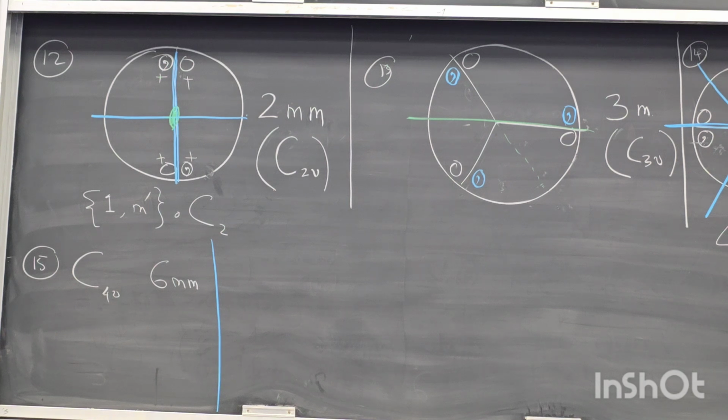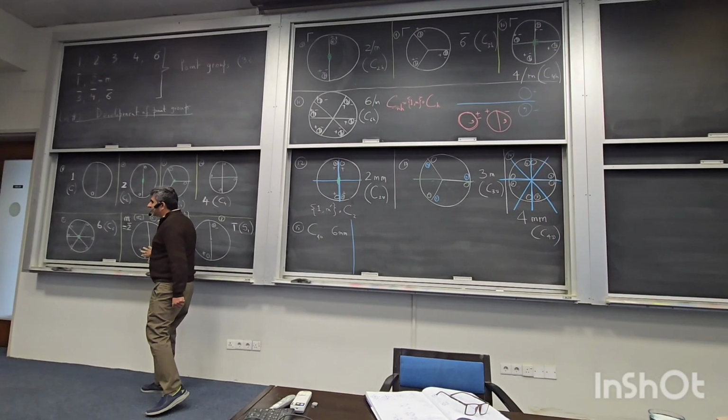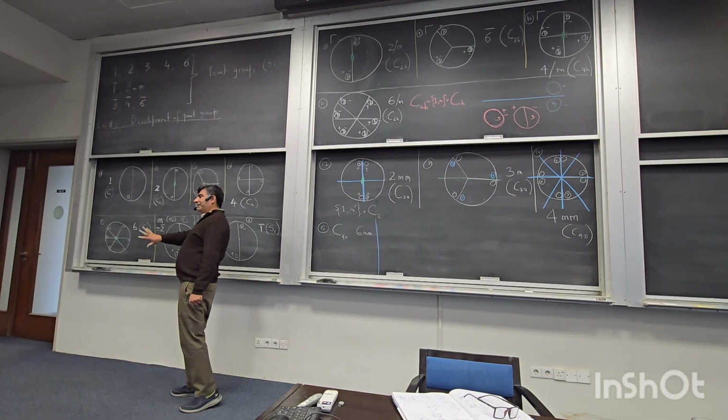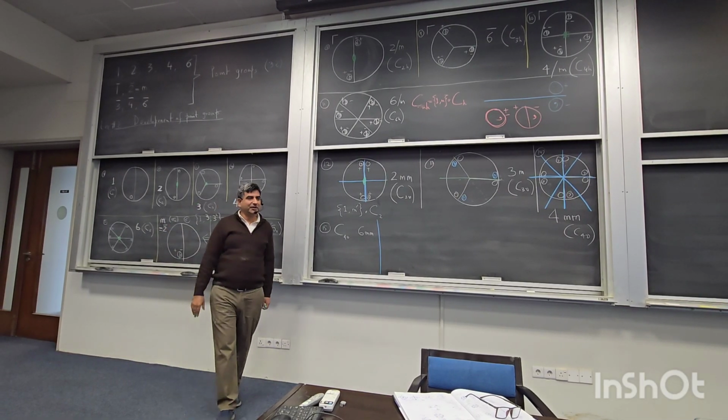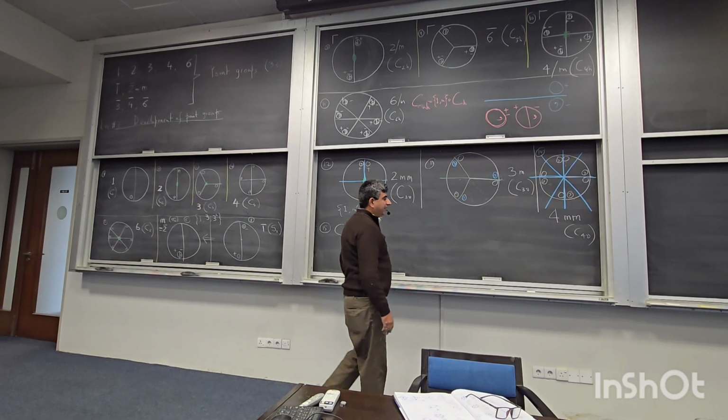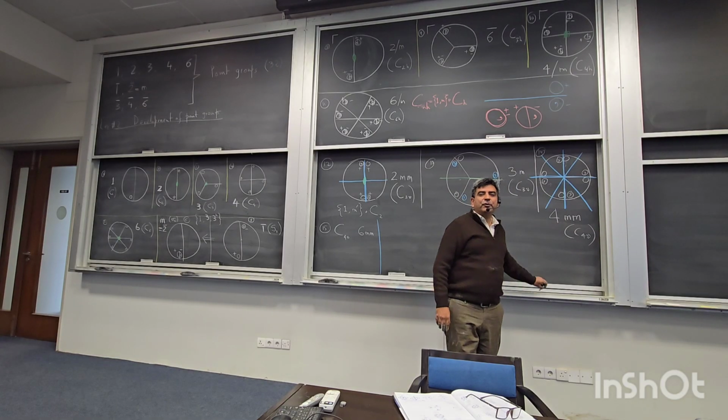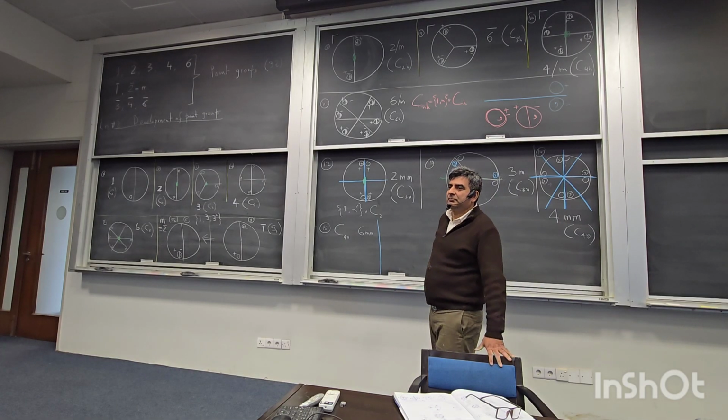So now we have 15 point groups. We have the cyclic groups. We had the action of a horizontal plane on those groups. Then we had an action of the vertical plane on those groups. The question I want to ask is why don't we have C1V group?